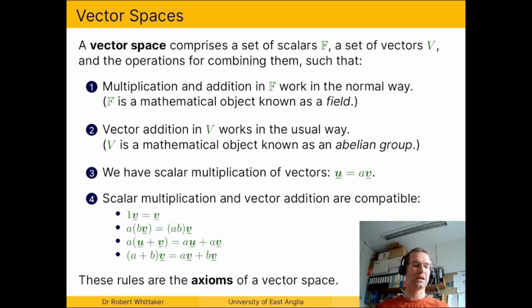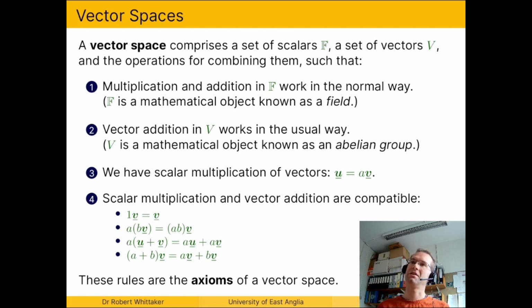We also need to be able to have scalar multiplication of the vectors. So if we take a vector from V and a scalar from F and multiply them together, we need a way of coming out with a new vector in V. And then we need the scalar multiplication and the vector addition to be somehow compatible with each other. So the usual rules of algebra and arithmetic need to work out in a certain way.